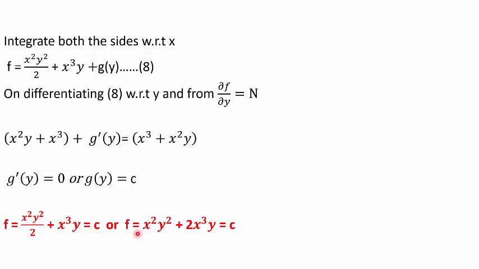You can further simplify and write the answer as f is equal to x square y square plus 2x cube y is equal to c.